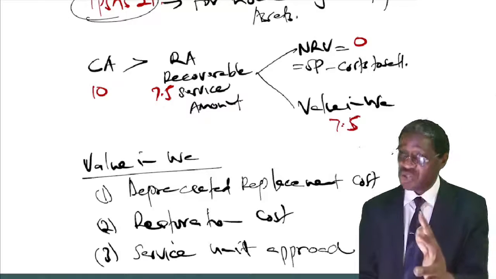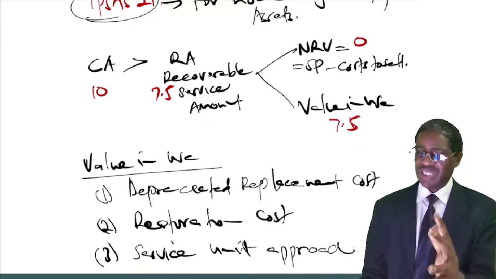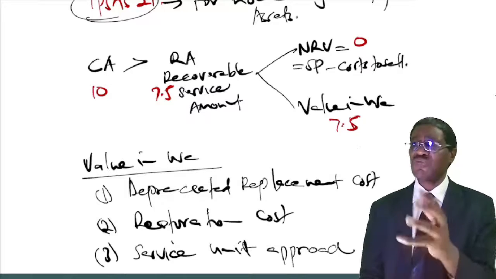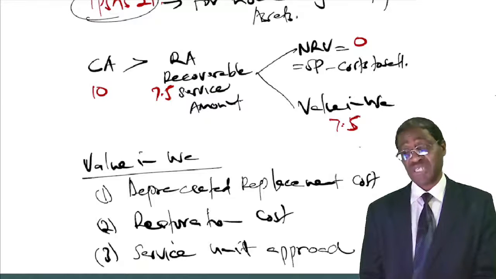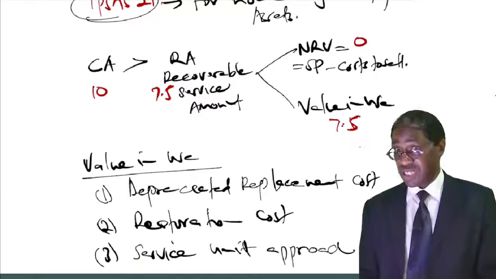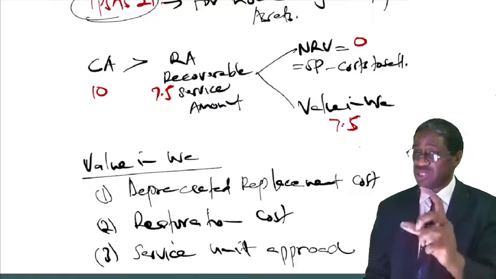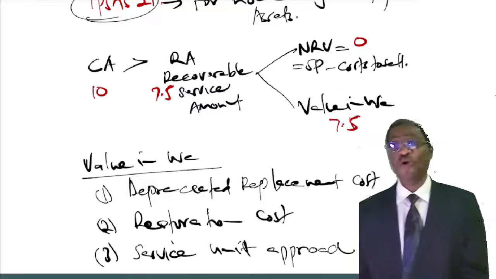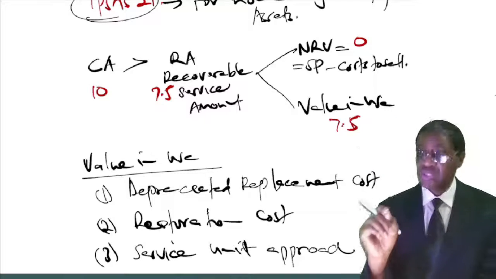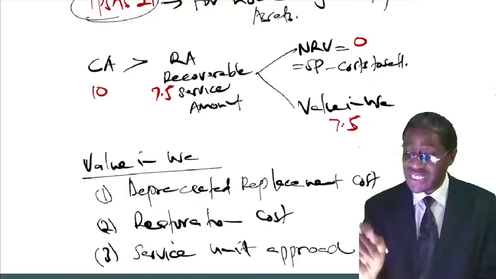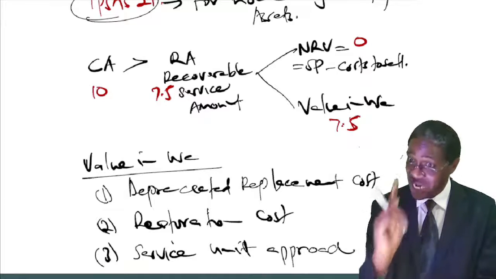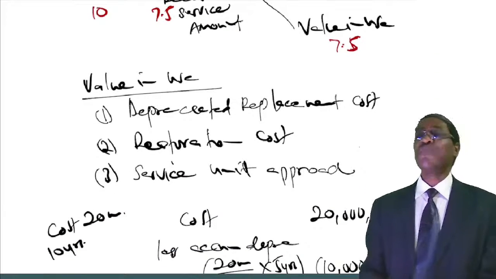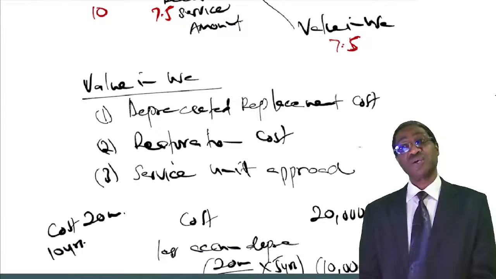Then you ask yourself, has it suffered impairment? Carrying amount of 10 million, it has a recoverable service amount of 7.5 million. Has it suffered? The answer is yes. How much? 2.5. So I'm through now with the first method of computing the value in use for a non-cash generating asset. A non-cash generating asset can use what we are calling the depreciated replacement cost method.